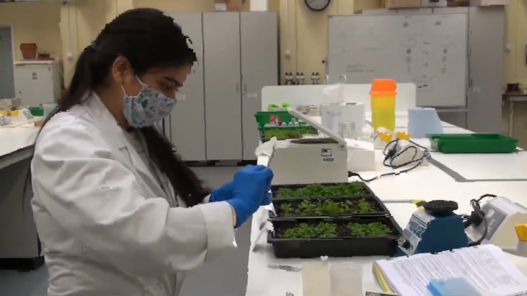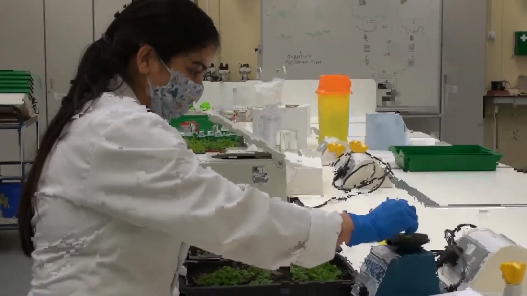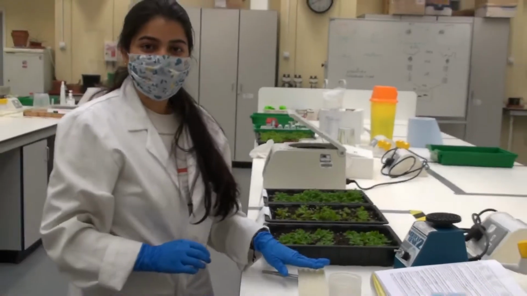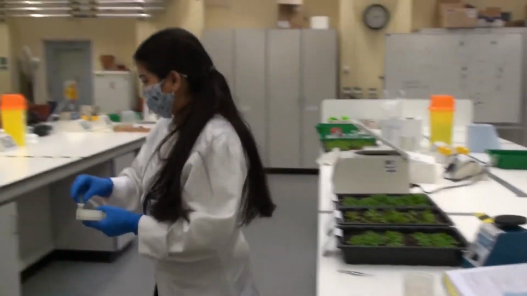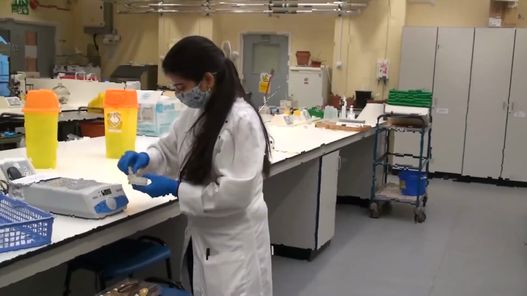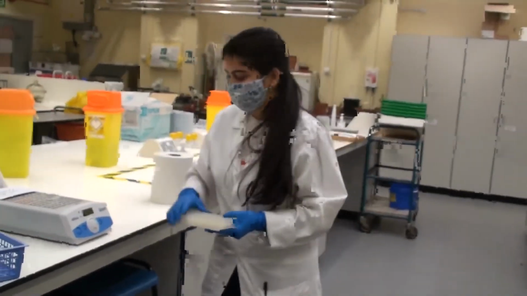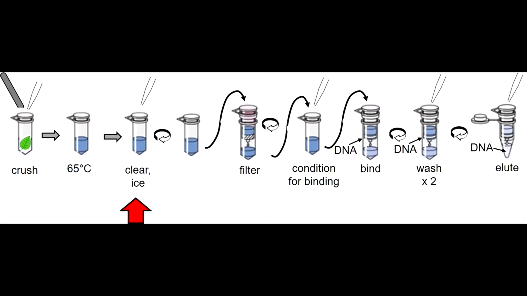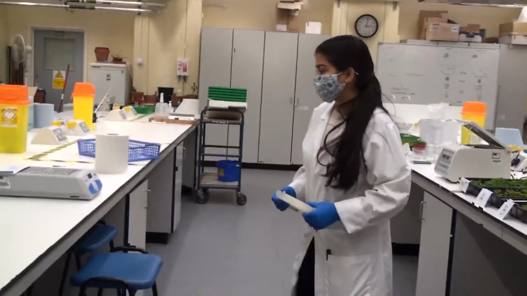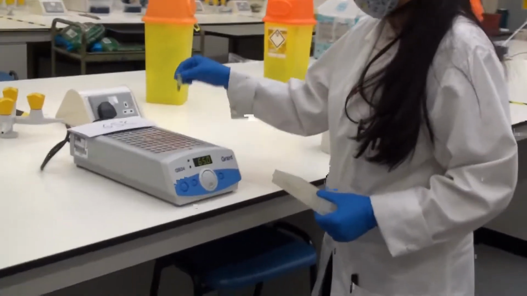The last sample is also done. And the next step, we will incubate this at 65 degrees to lyse the cells for around 10 minutes. And we will meanwhile come and invert the tube to mix thoroughly. So now the incubation period is over. We hope that cell lysis happened.